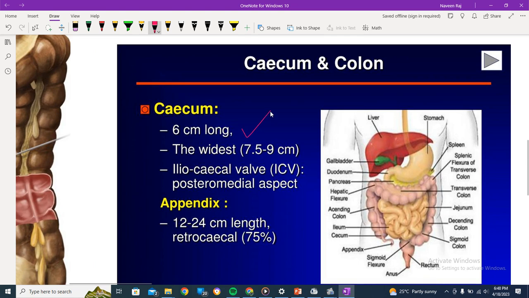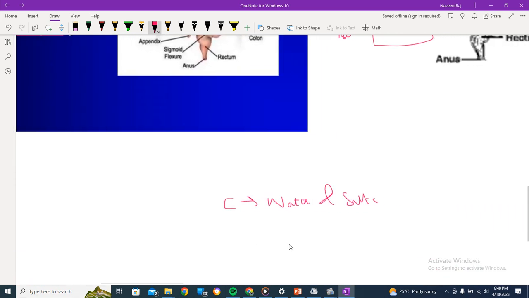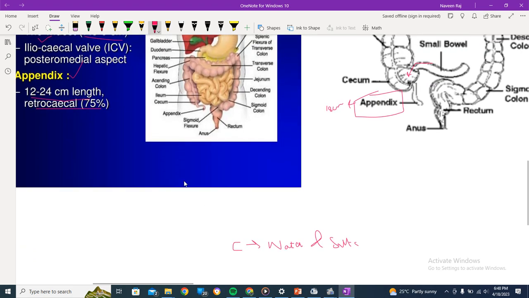The cecum is 6 centimeters long. You can see that this is maybe the smallest part of the large intestine, and the widest, with a diameter of 7.5 to 9. As I said before, the ileocecal valve is present between the two, and here the appendix also arises, which is around 12 to 24 centimeters in length. 12 to 24 means that on average it would be 18, and in some books it is mentioned as 12 to 24 centimeters.